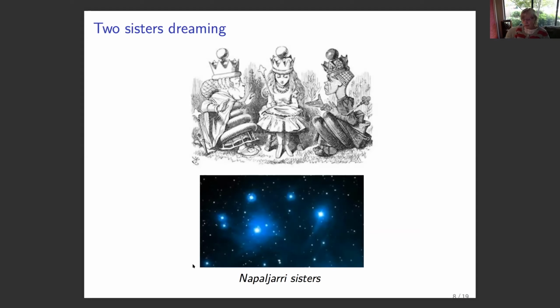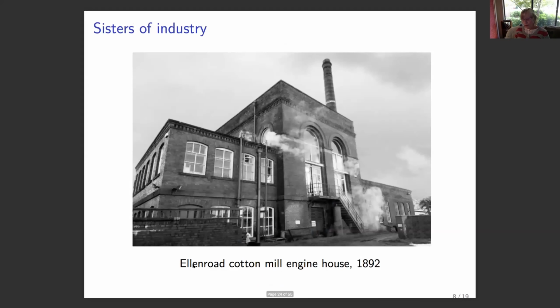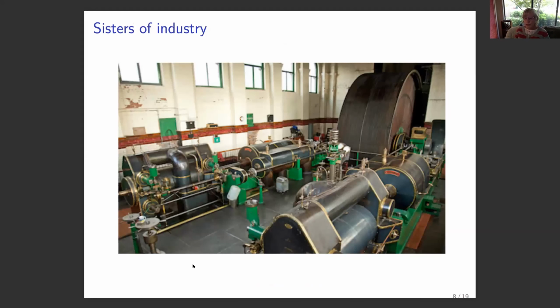They will never invite you in for a yarn or even a tea party, mad or not, because the building is the Ellen Road Cotton Mill engine house, and the two sisters are a giant twin compound steam engine built in 1892.